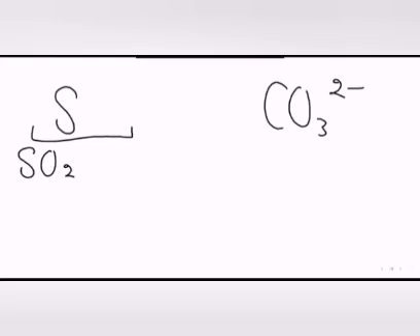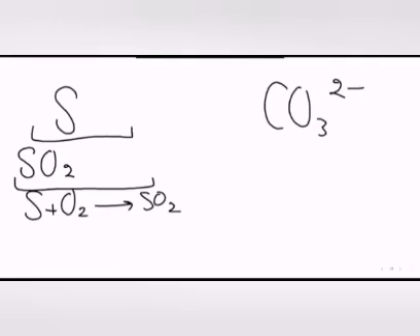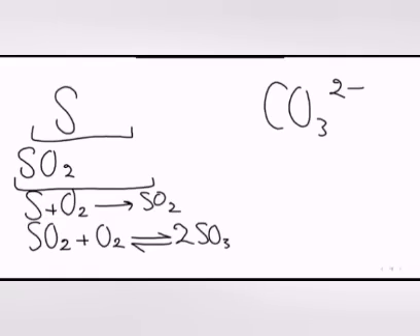Both sulfur dioxide and its sulfide salts and its acid, sulfurous acid, the three of them are capable of turning the color of potassium manganate 7 from purple to colorless and dichromate 6 from orange to green. The contact process has some equations that you should memorize by heart, which is burning sulfur in oxygen to obtain sulfur dioxide, and then reacting sulfur dioxide with more oxygen to obtain sulfur trioxide. And this is the reversible reaction that we have in this process.